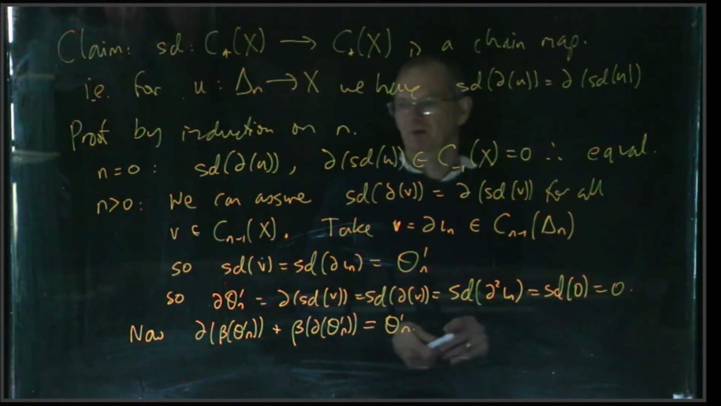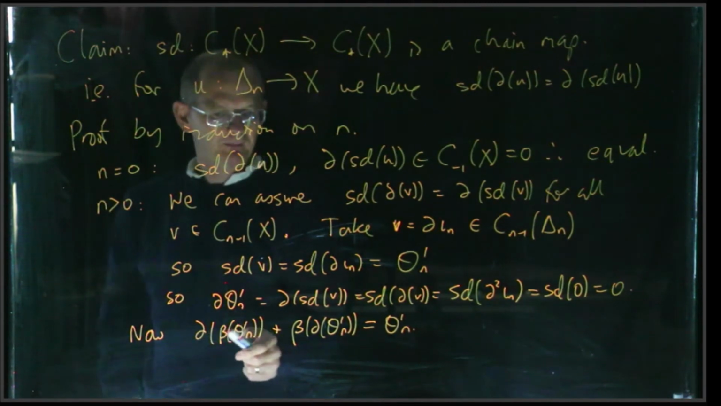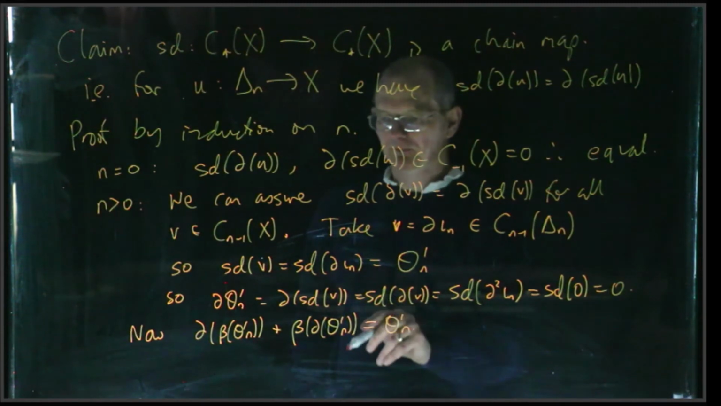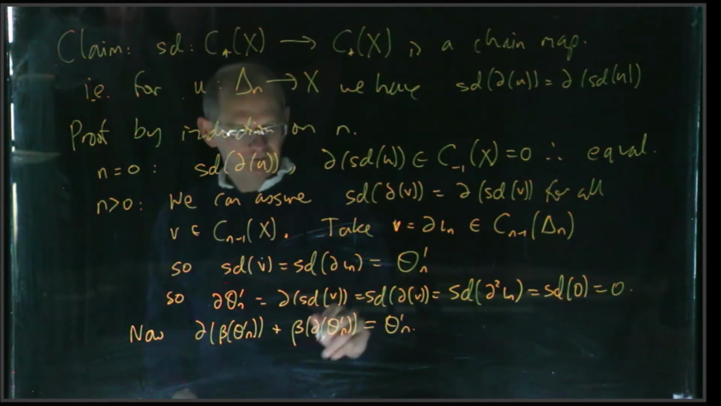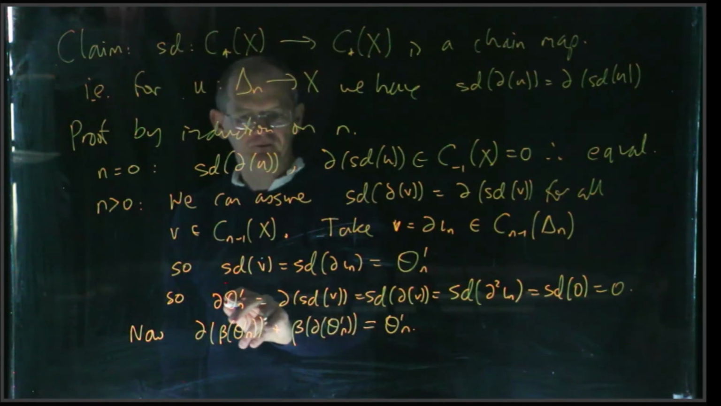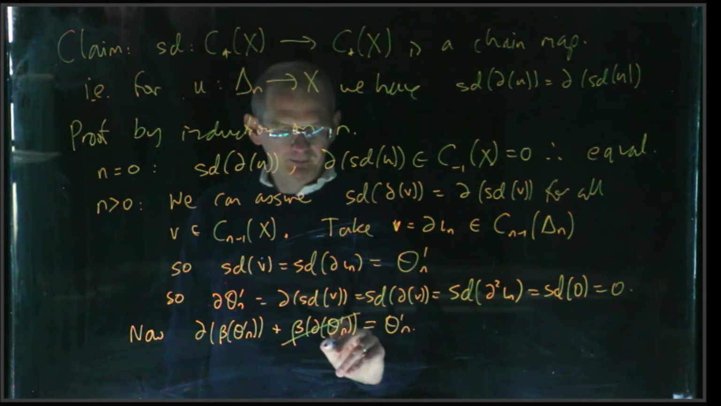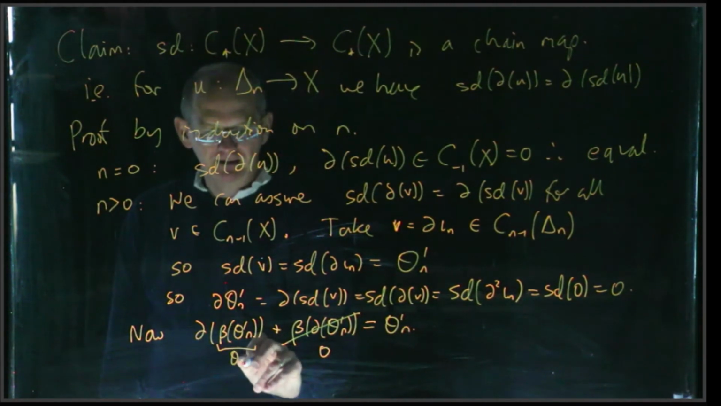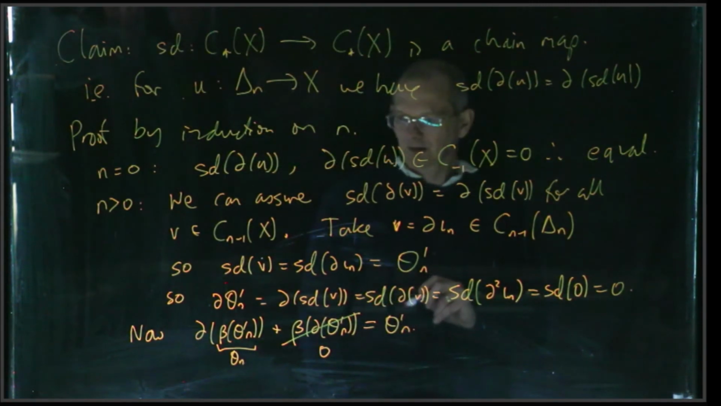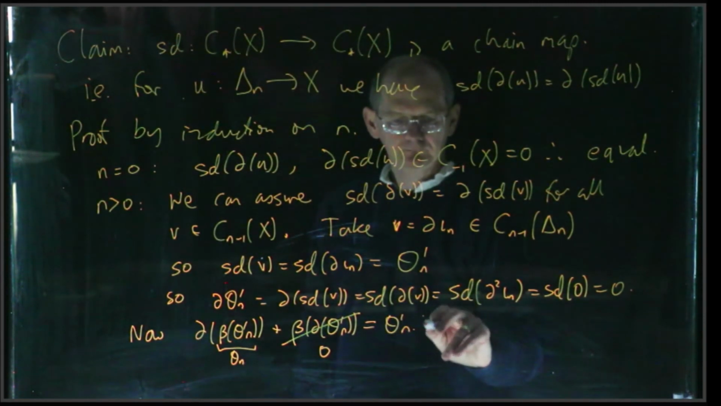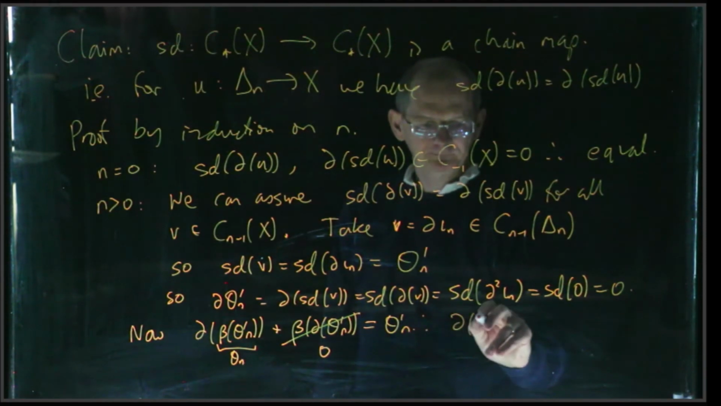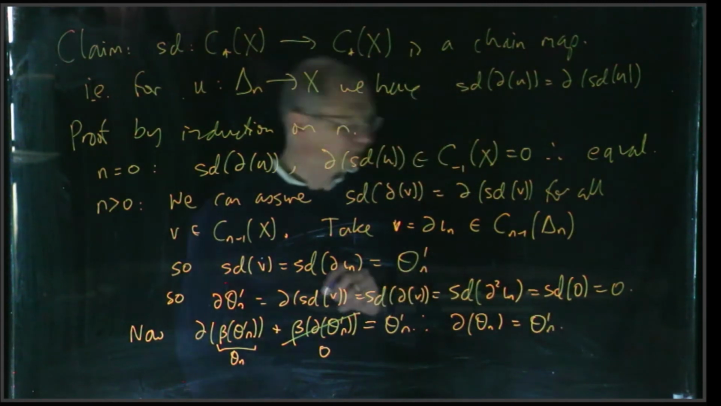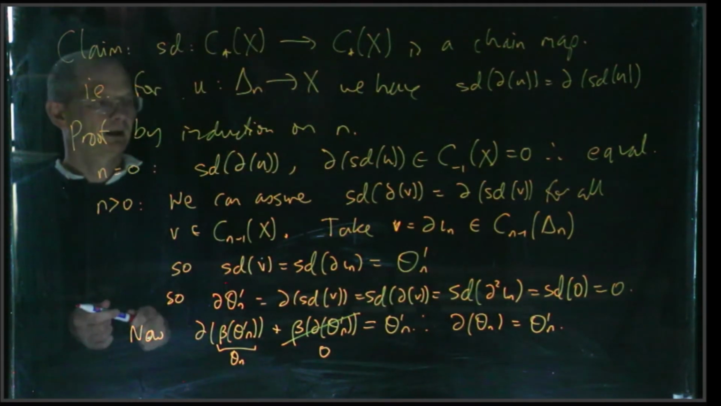Okay, so now we've got this identity here that the boundary of beta of theta prime n plus beta of d of theta prime n is going to be equal to theta prime n. Now, this term here, remember, we've just shown that d theta prime n is 0, so this term here is 0, and beta of theta prime n, by definition, that's theta n. Okay. So we conclude that the boundary of theta n is the same as theta prime n.